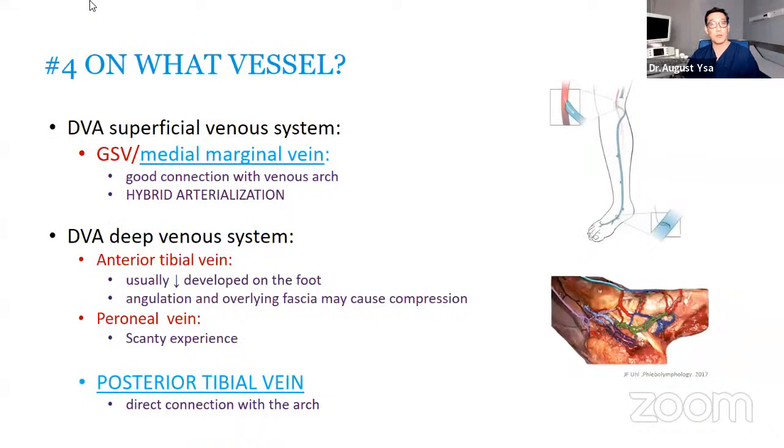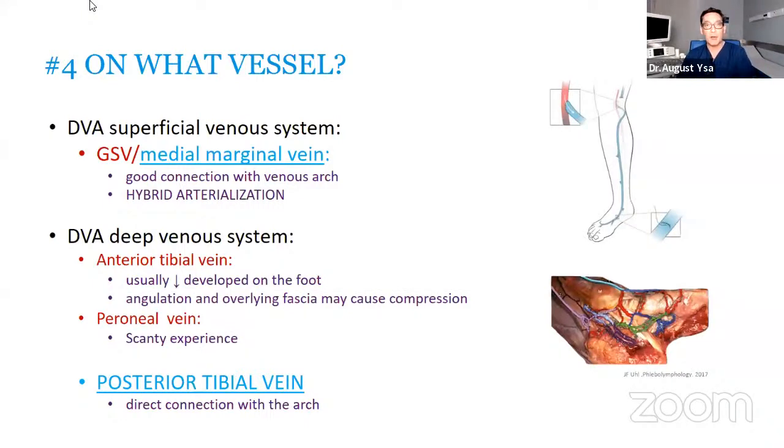The first thing you need to decide is whether you're going to perform DVA on the superficial venous system or in the deep venous system. If you're thinking about performing a DVA in the superficial venous system, you need to look for a vascular surgeon, because the distance from the great saphenous vein to any main branch is too big to consider a percutaneous procedure.